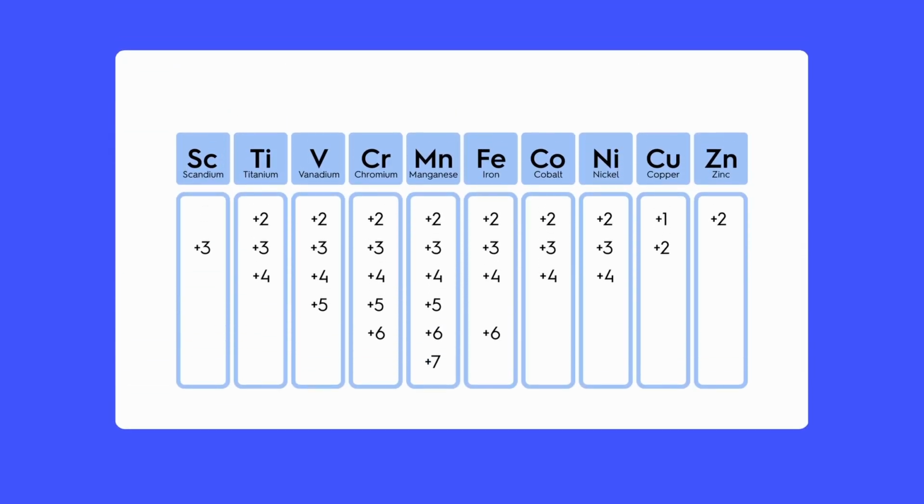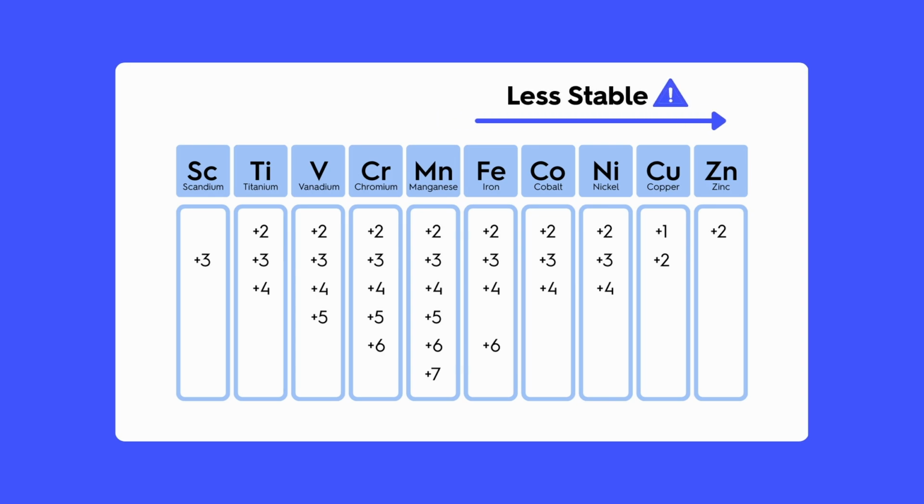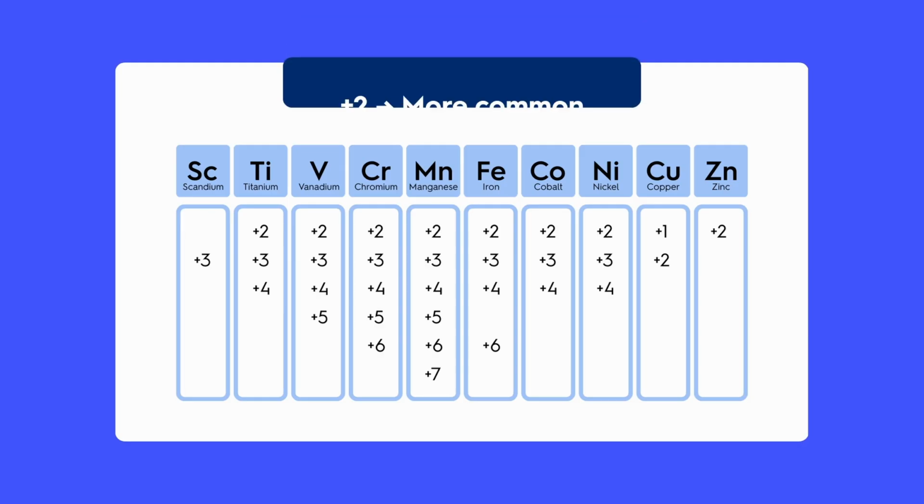Now let's deepen the pattern. From scandium moving toward the middle, the maximum oxidation state generally increases because there are more electrons available to be involved in bonding. But from iron to zinc, higher oxidation states become less stable, and lower ones, like +2, become more common.